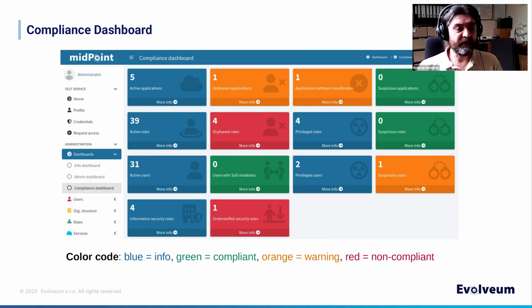One of the nice results of this configuration is a compliance dashboard. So there is a dashboard configured in MidPoint, which shows a basic overview of your compliance with the policies that are applied in MidPoint. There is a clear color code. The blue panels are just informational, they are just showing information. The green panels show aspects where you are compliant with the policy. Orange panels show a warning, and red panels mean non-compliance with the policy.